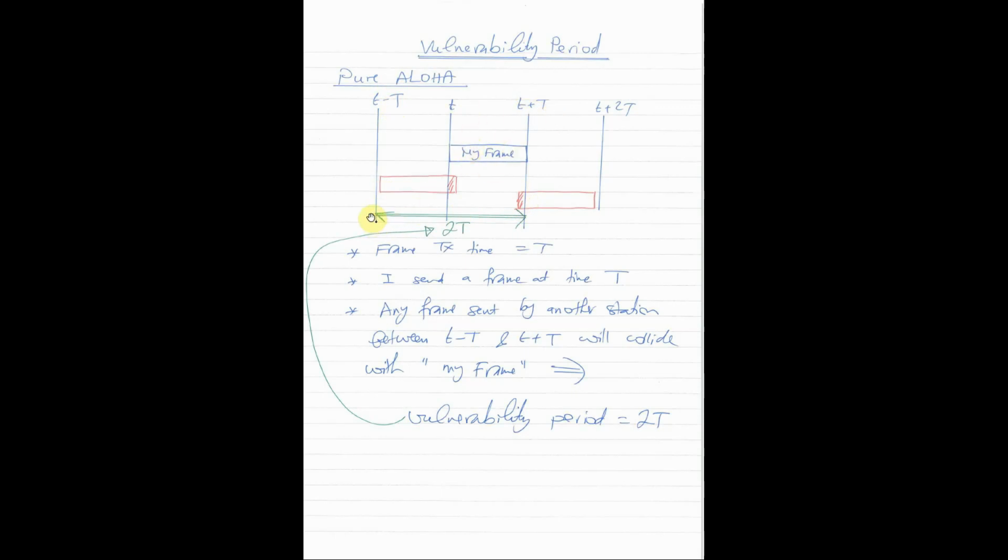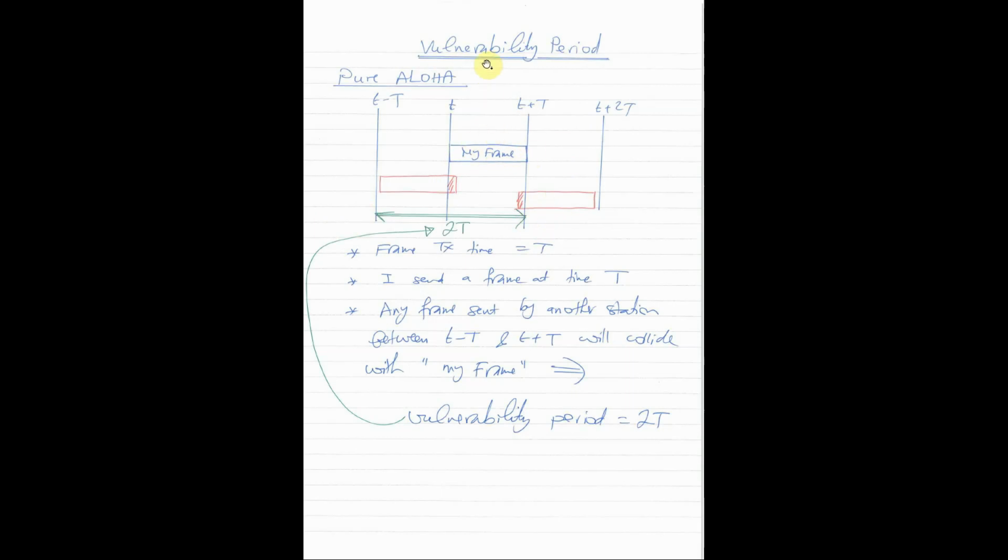And this is what we call that duration of 2T, 2 times the transmission delay of the frame. This is what we call the vulnerability period. This is the time duration during which my frame was vulnerable to collisions, because other frames were transmitted. However, if a frame is transmitted before t minus T or after t plus T, it will not collide with my frame. So that time I'm not vulnerable. And in this time, I'm also not vulnerable.